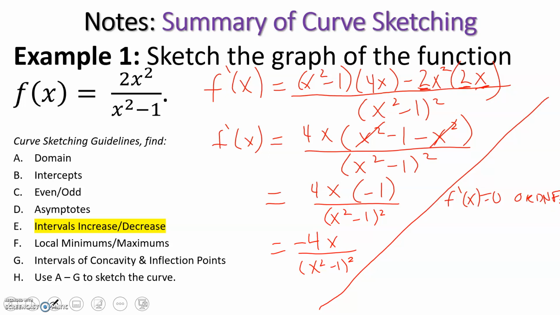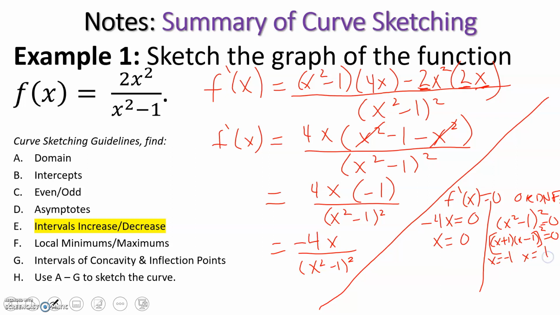Okay, so 0, remember we're only focusing in on the numerator because the denominator can't be 0. So that is negative 4x is equal to 0, or x is equal to 0. And then undefined, that's when the denominator is equal to 0. So we have that x squared minus 1 squared is equal to 0. That is x plus 1, x minus 1, and that is both happening twice. So we have that at negative 1 twice and at 1 twice. And so our critical numbers are at negative 1, 0, and 1.